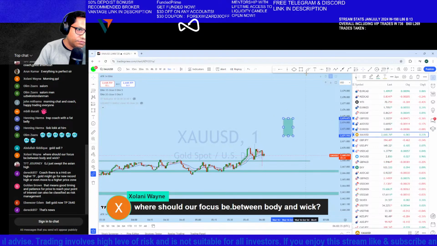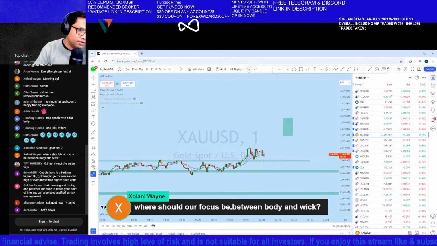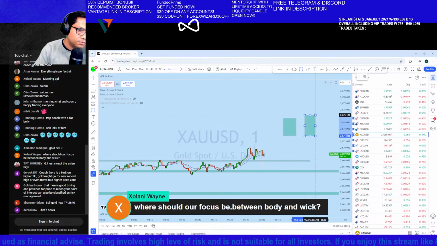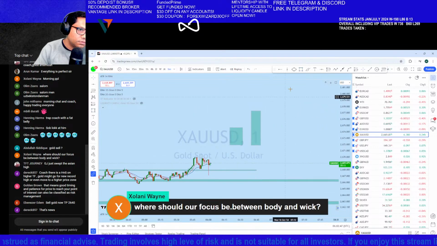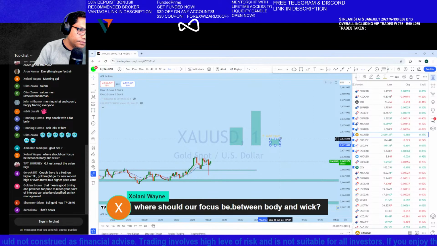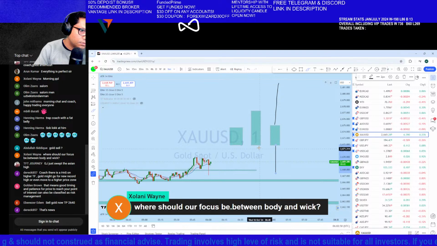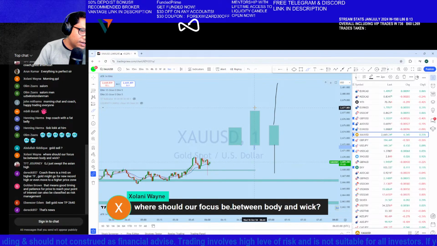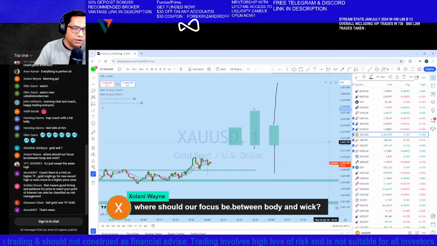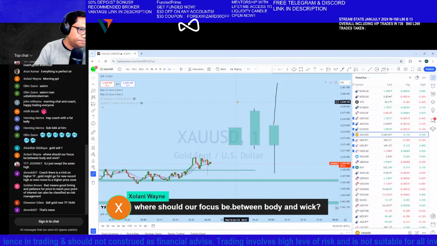With that candle, look here, let's say two candles. Let's say this one and this one. Both are green candles. Okay, now which candle has the stronger momentum?